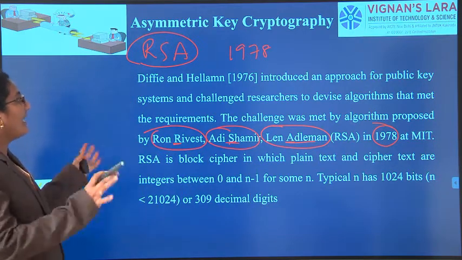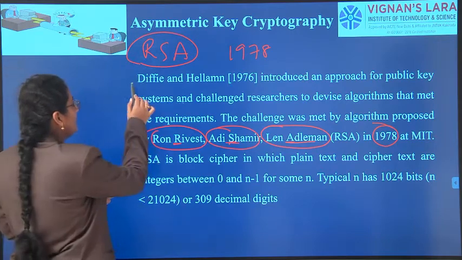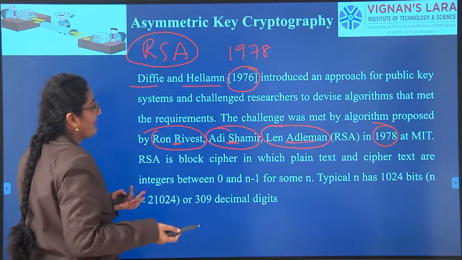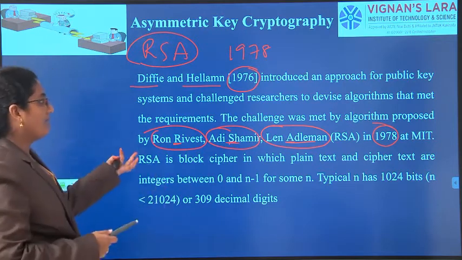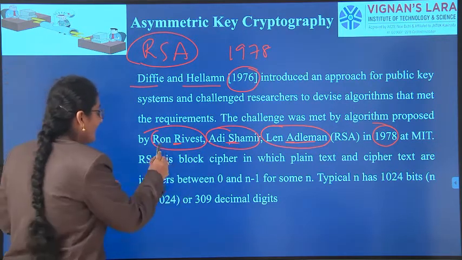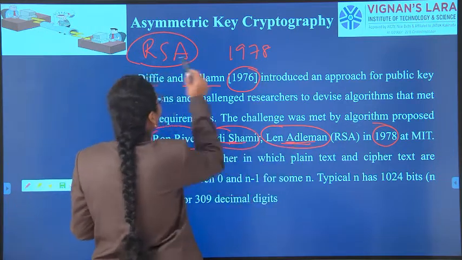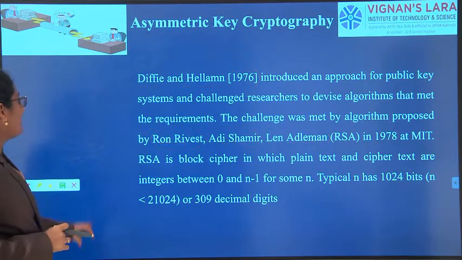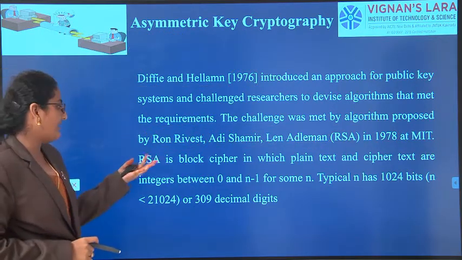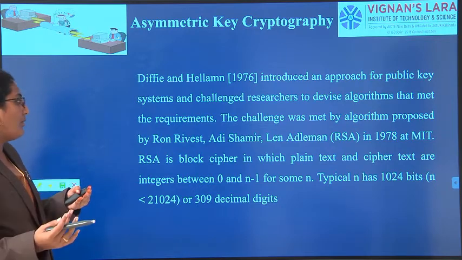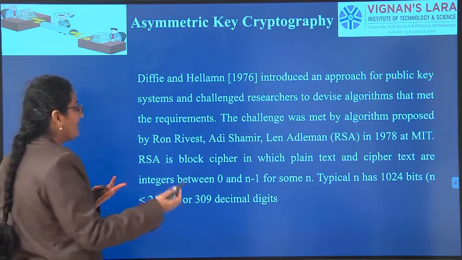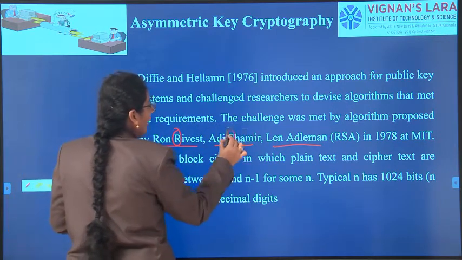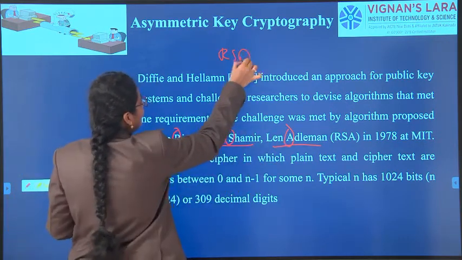So what is the story behind RSA? We have two persons, Diffie and Hellman. In 1976 they gave some requirements and challenged whether somebody could meet them. These three people designed an algorithm called RSA, which met the requirements challenged by Diffie and Hellman. What is the full form of RSA? There are three inventors, Rivest, Shamir and Adleman. On their names they named it RSA.